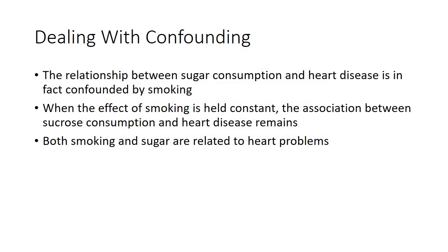Basically what they found was that the relationship between sugar consumption and heart disease is in fact confounded by smoking, right? But if you hold that effect of smoking constant, you still find that in both cases, both smokers and non-smokers, increased sugar consumption was associated with more heart disease, okay? So again, you can control for these things, but in fact, both of them are related to heart disease, right? And that makes physiologic sense based on what we know about diabetes and smoking and all of that.